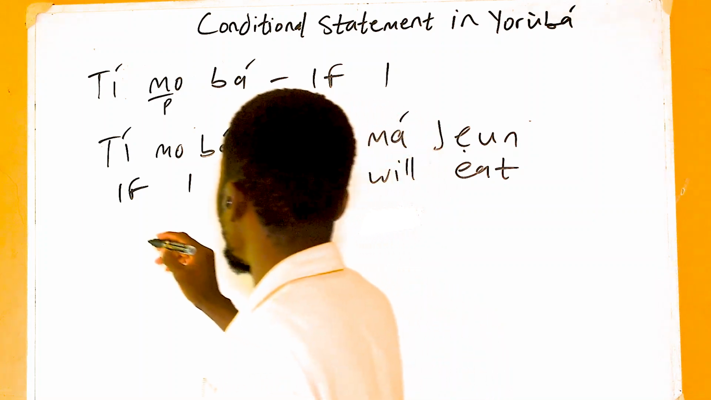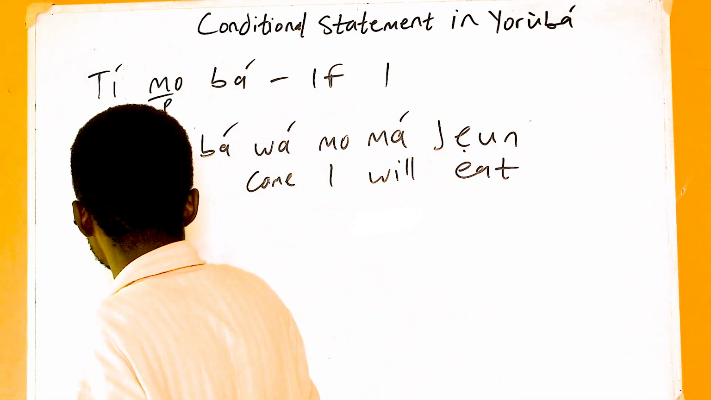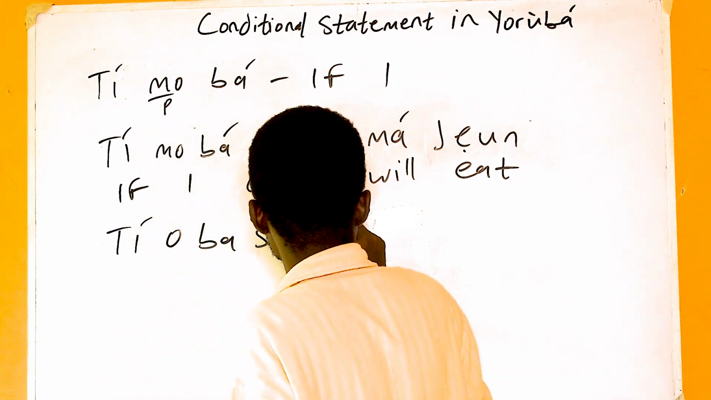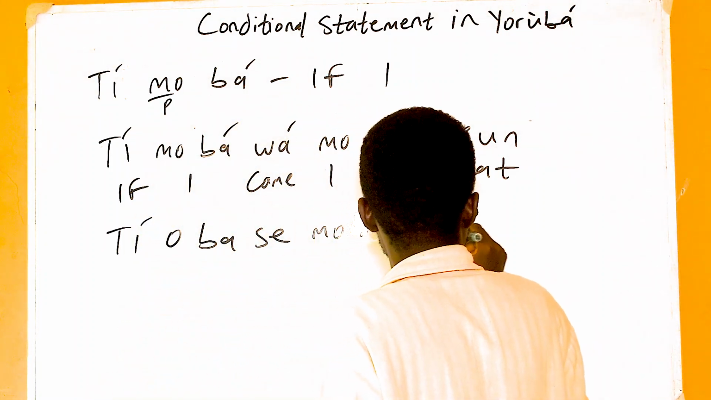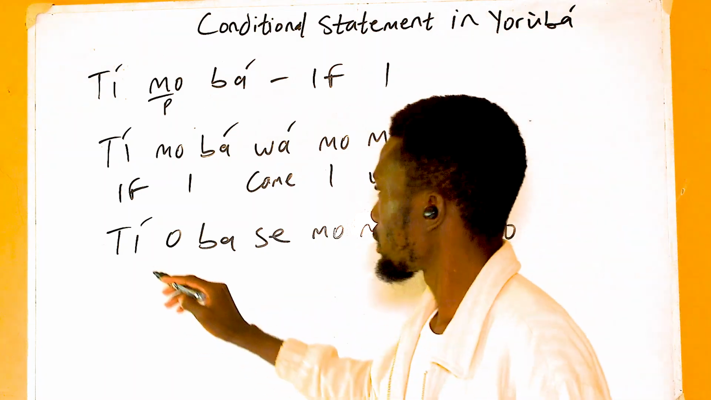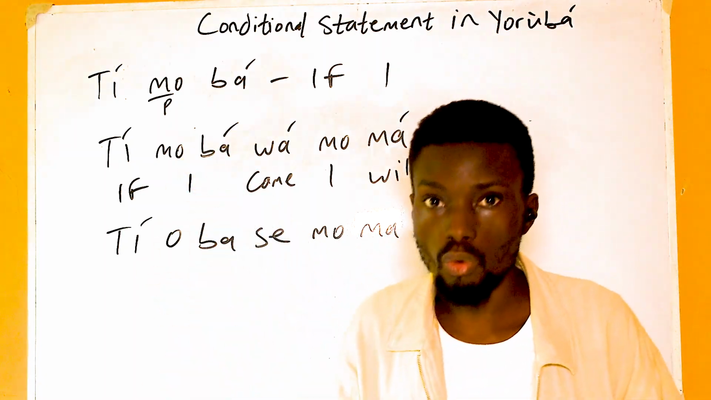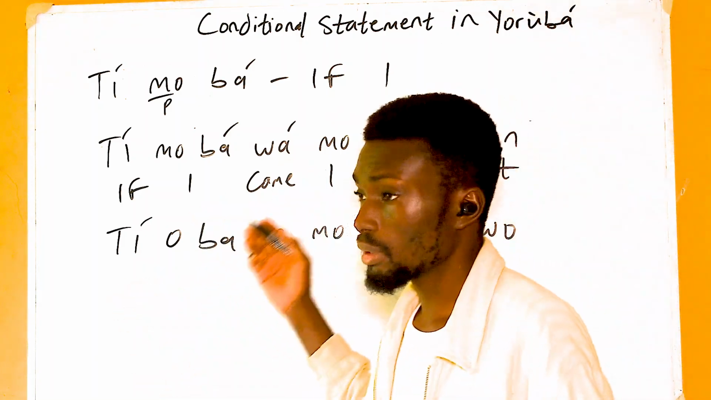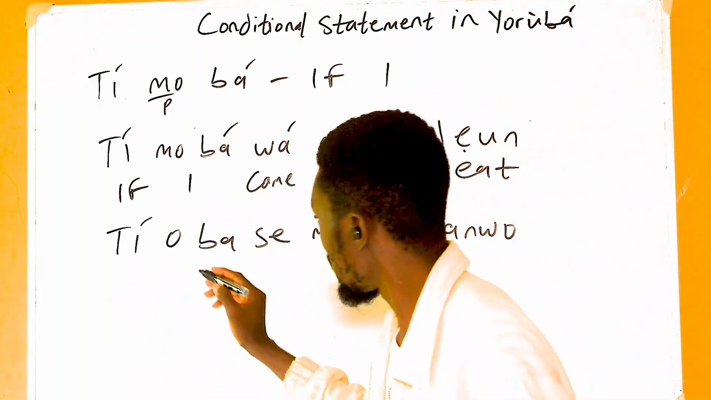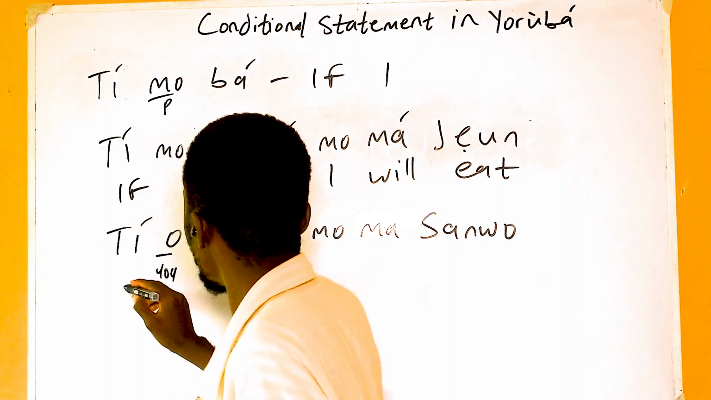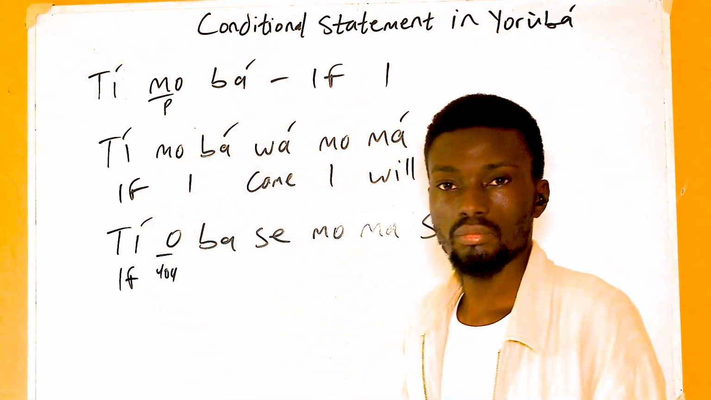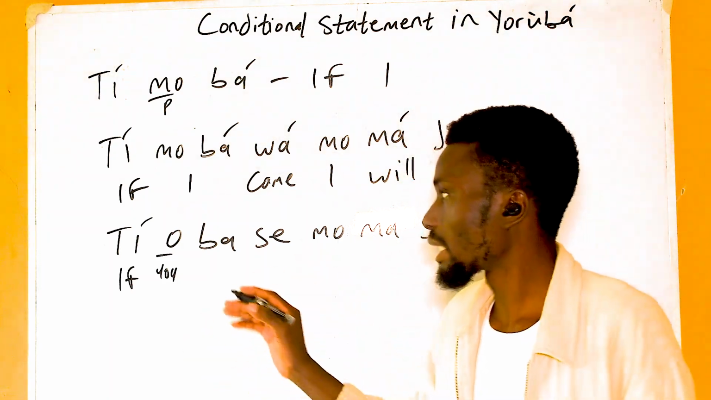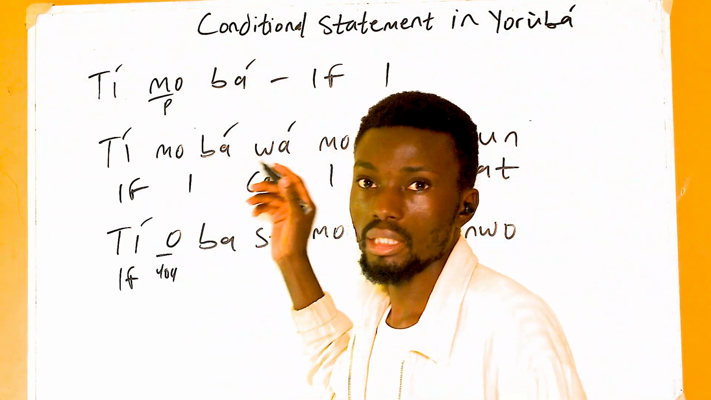You can also have "tí o bá ṣe, mo máa sanwó". It's not only "mo" that's the pronoun, that's why I use "o" here. "Mo" is I, if I come. But this one is "tí o bá", where "o" here is you, which is if you. This one can also be "tí wọ́n bá", if they.